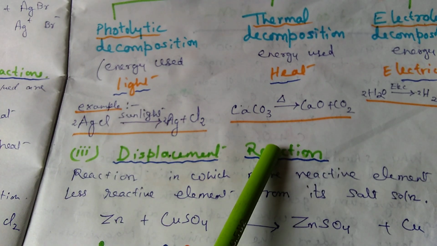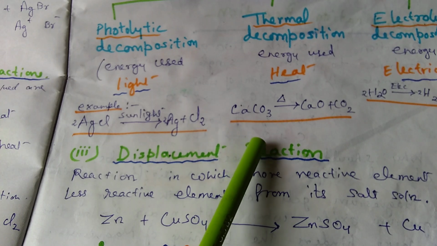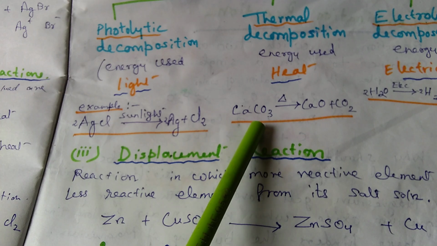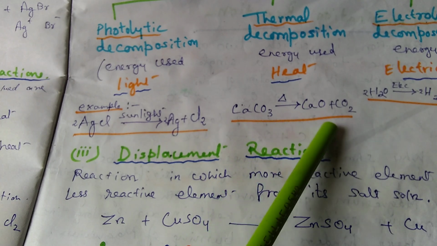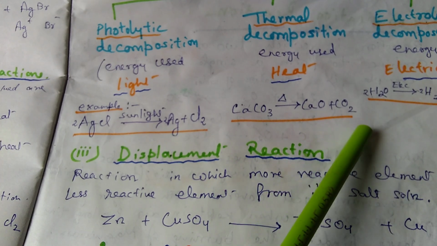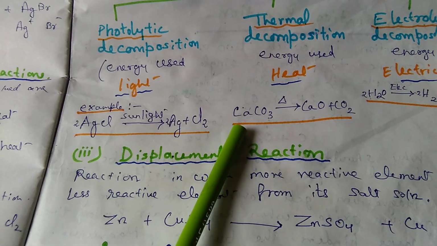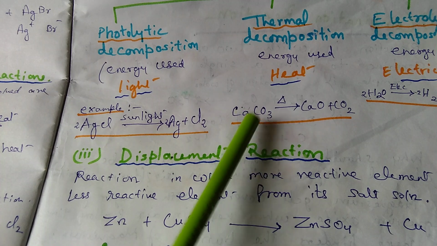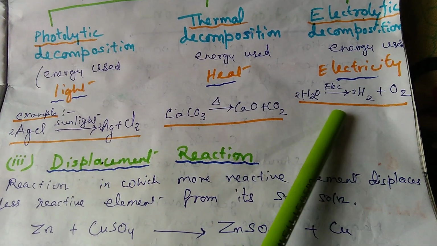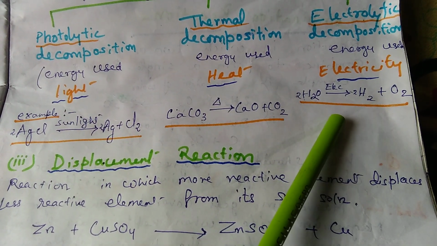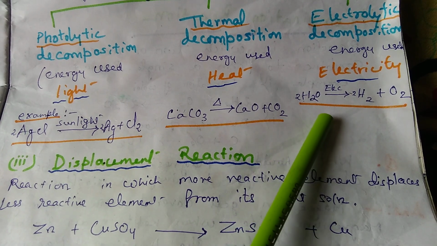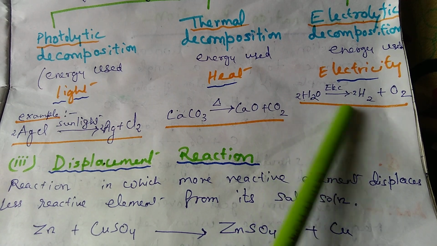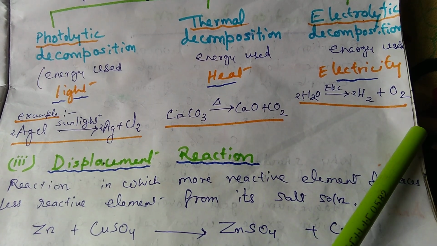Now the next type is thermal decomposition, where heat energy is used to break some reactant. For example, calcium carbonate on heating gives two products, calcium oxide and carbon dioxide. So this reaction proceeds by heating. These types of reactions are known as thermal decomposition. The last one is electrolytic decomposition. Here electric energy is used to break some reactant. For example, when electricity is passed through water, water will break to form hydrogen gas and oxygen gas.